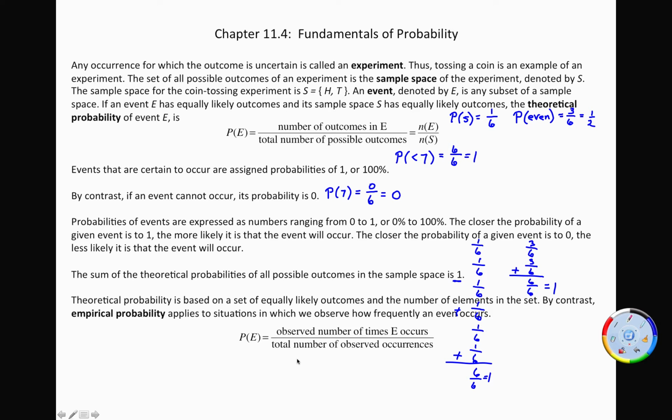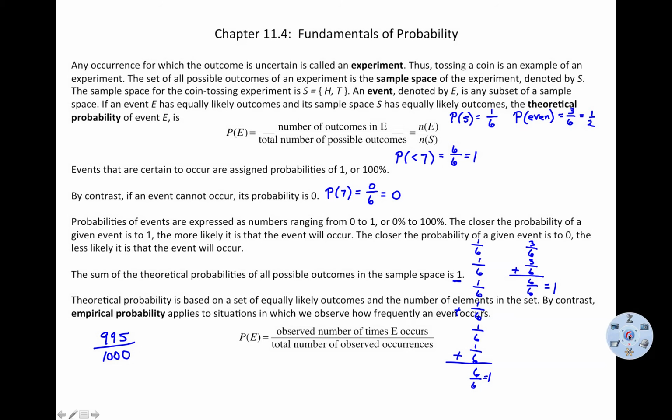If we want to know the probability Michael Jordan will make his next free throw, and we've looked at the last 1,000 of his free throws, and we notice he made 995 out of the last 1,000, then that's the empirical probability that he will make his next free throw.